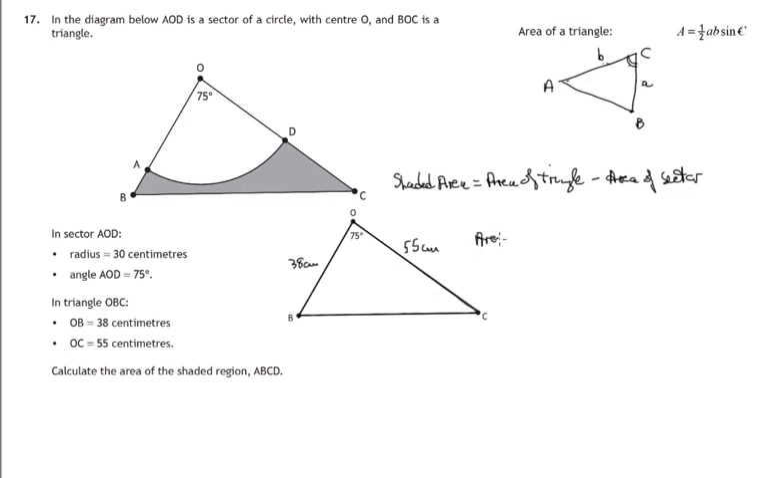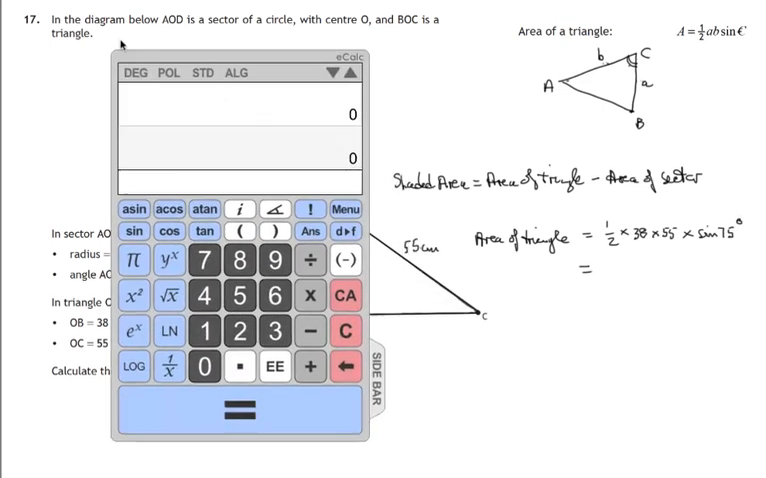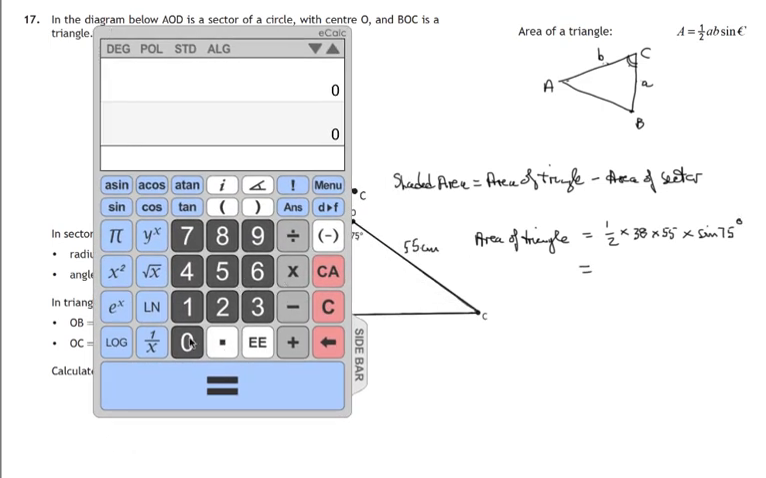So we can dive straight into finding the area of this triangle. And here's the calculation. It's a half of 38 times 55. That's the two adjacent sides multiplied. And then times the sine of the angle in between them. That's the sine of 75 degrees. So that's the calculation we've to do. So let's go ahead and do that.